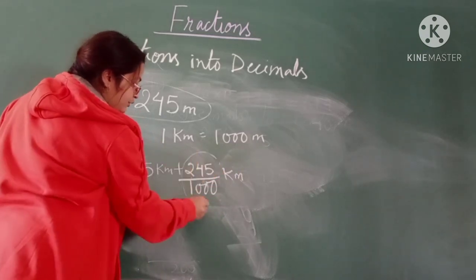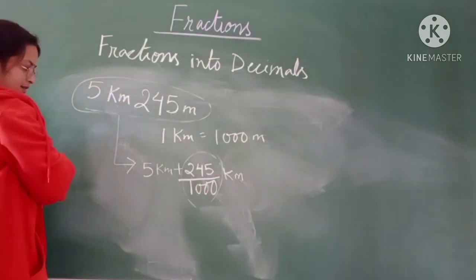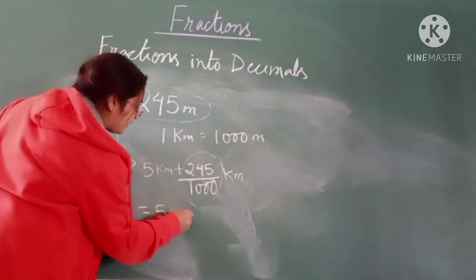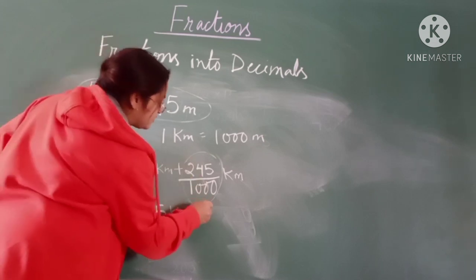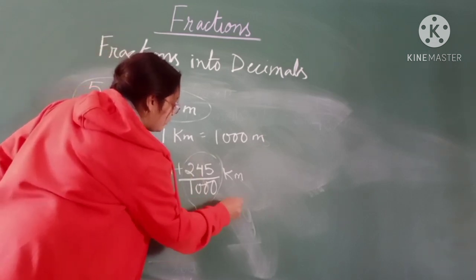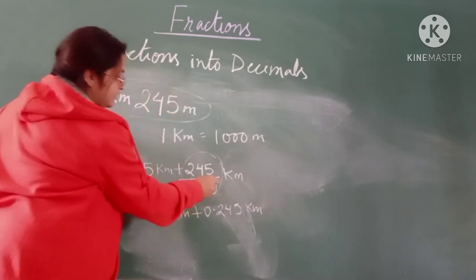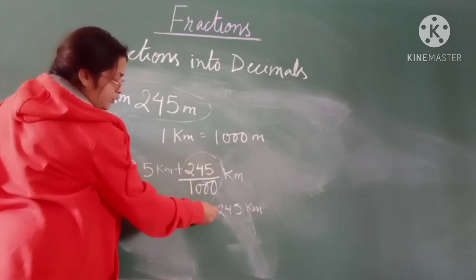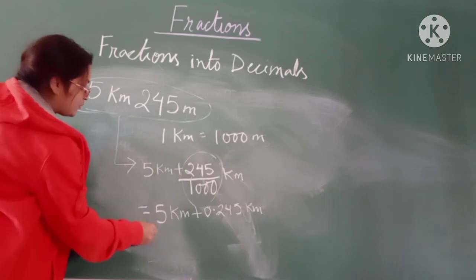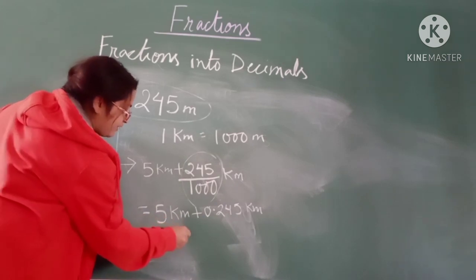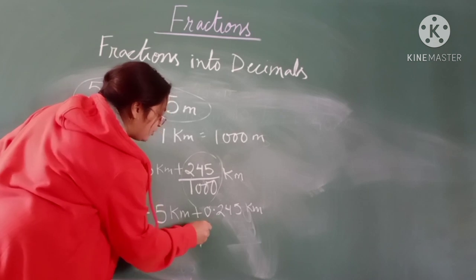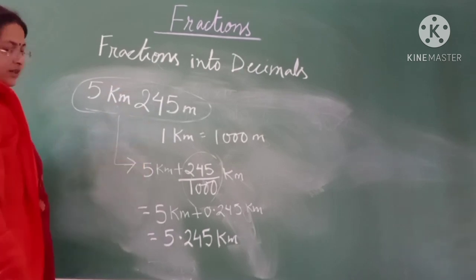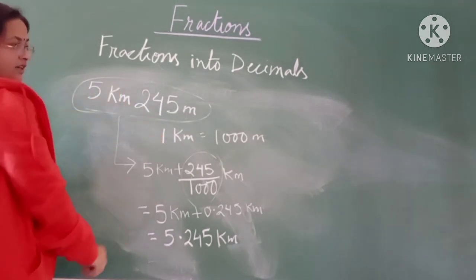Now we easily know how to convert this type of fractions into decimal. So what will we write? 5 kilometer plus, this will be 0.245 kilometer. How many zeros are there in the denominator? 3. So where will the decimal be? The decimal will be here, beside 2, before 2. So 0.245 kilometer. So what is our answer? Our answer will be 5.245 kilometer. So this is how we are converting kilometer and meter into kilometer.